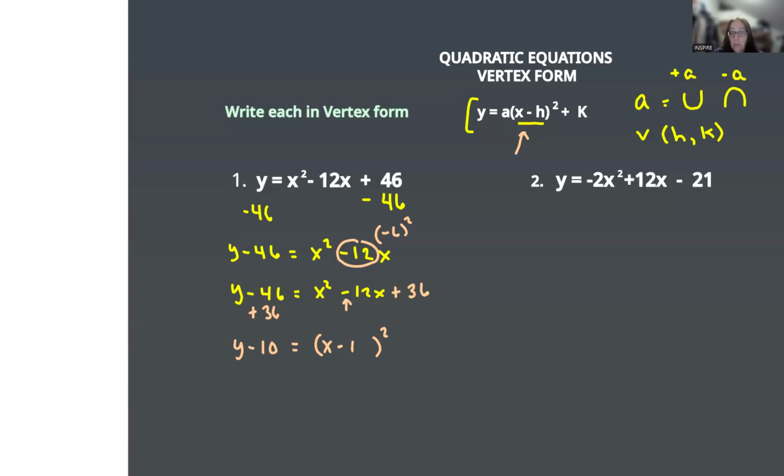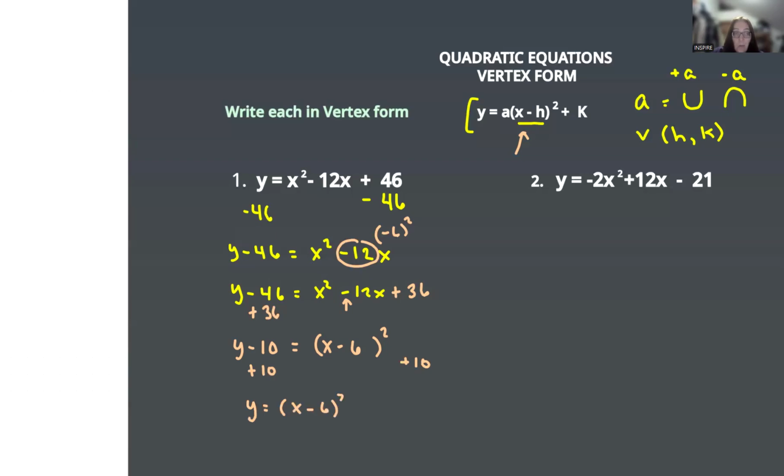And then the last step is just to have y equal. So I need to take this 10 now and bring it back to the other side. So now I have y equals x minus 6 squared plus 10.